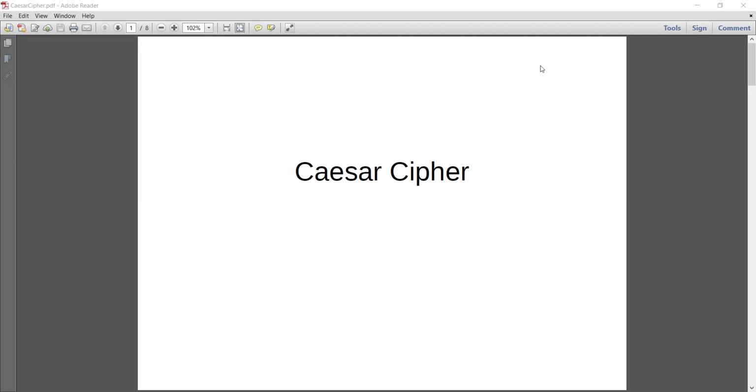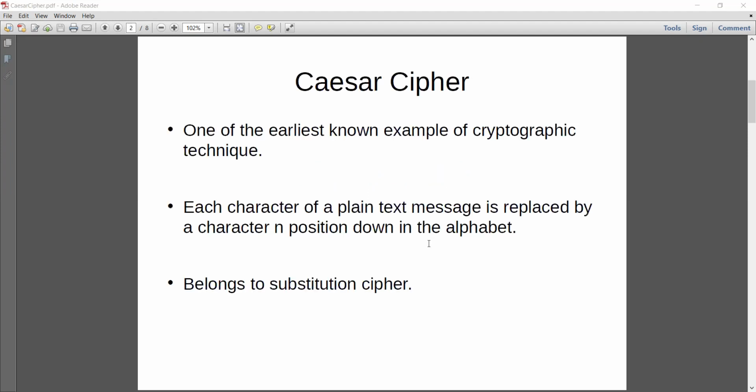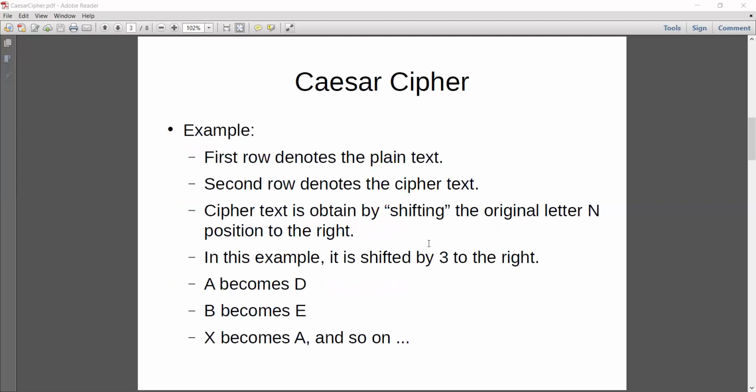every alphabet in a plain text message is replaced by an alphabet which is 3 places down the line. So here I am writing this: each character of a plain text message is replaced by a character which is n positions down the line. In the classical Caesar cipher technique, the value of n will be 3.